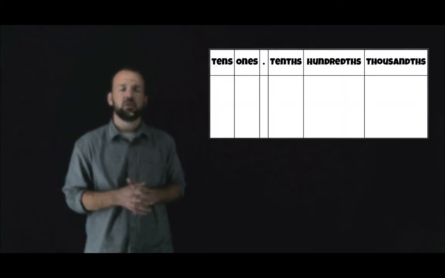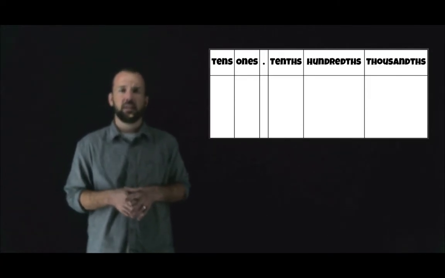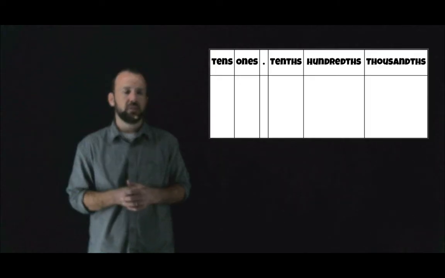All right, awesome. So the first thing I want to do here is put up a place value chart, okay? So here's our place value chart, and I've labeled it from the tens place all the way down to the thousandths place, okay? So you guys should be able to do the same.